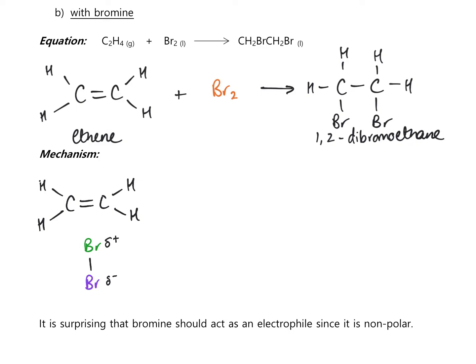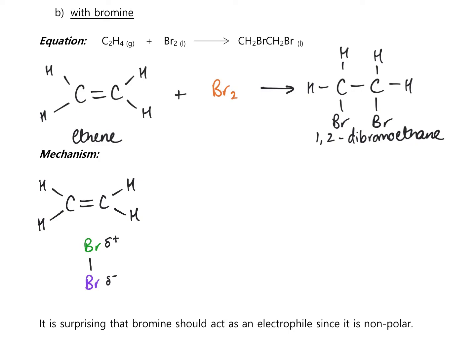Now, what you might say to me, and you'd be absolutely right, is that bromine is a non-polar molecule. So why are we writing delta charges in this? Well, if you pause that thought for a second, we'll talk about it in a wee minute. So yes, bromine is non-polar. And so it's quite surprising, as it says below, that it should act as an electrophile. But we'll talk about that in one wee second.